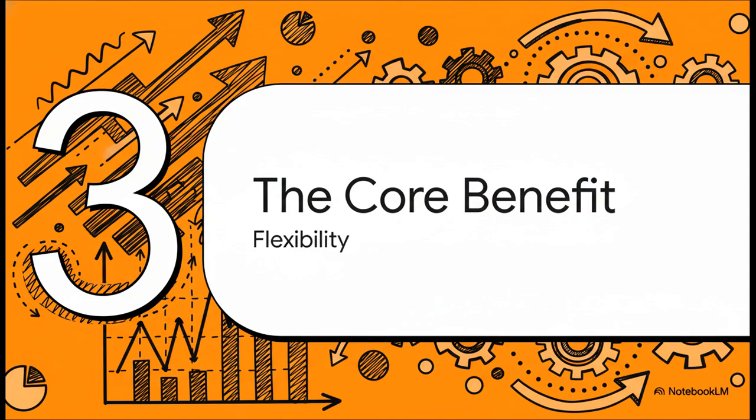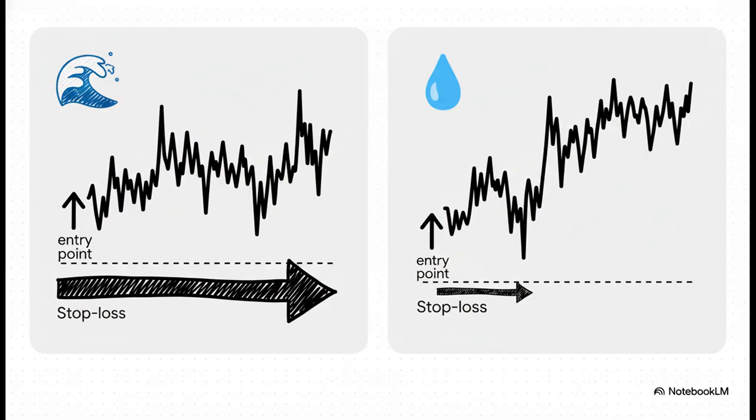Okay, so we know how to do it, but why is this so much better than just picking a percentage out of thin air? Well, this really gets to the heart of the matter, the core benefit: flexibility. This right here is the magic of it all. When the market is going crazy, super volatile, the ATR value is going to be high. That automatically makes your stop loss wider, which gives your trade the space it needs to move without getting stopped out by all that noise. But on the flip side, when the market is calm and stable, the ATR is low. This automatically gives you a tighter stop loss, letting you lock in and protect your profits much more closely. Your risk is now adapting in real time to what the market is actually doing.